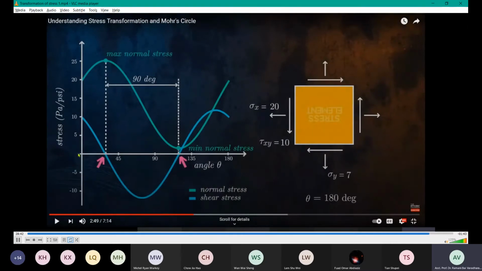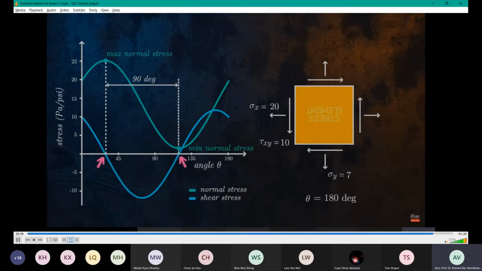I stop here. See here, this plane is called the principal plane because it is going to give you the principal stresses, minimum and maximum. Minimum principal stress, maximum principal stress. The minimum normal stresses acting on these planes are known as the principal stresses.